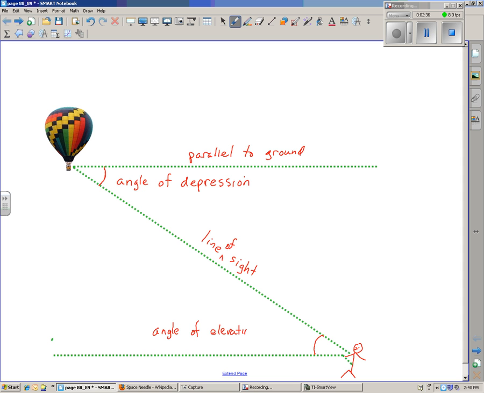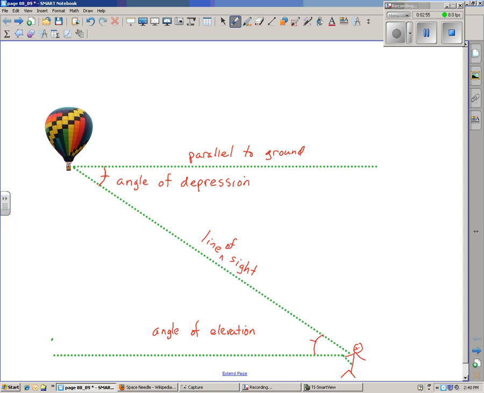Well, these lines that are parallel to the ground are parallel to each other. So the angle of depression and the angle of elevation are alternate interior angles formed by parallel lines, so those are congruent angles. So whenever you're told about the angle of depression, you also could draw an angle of elevation.